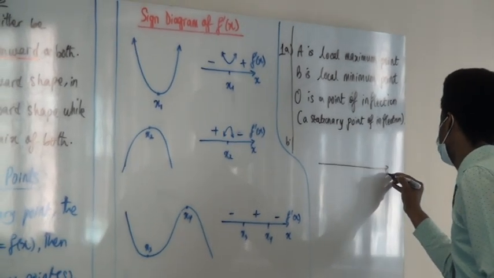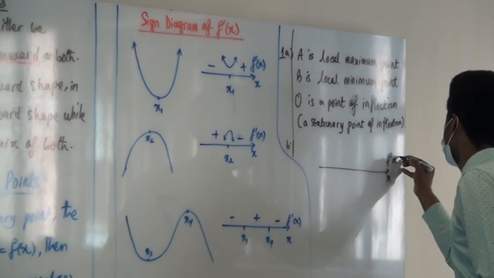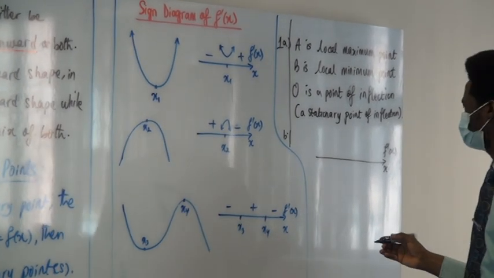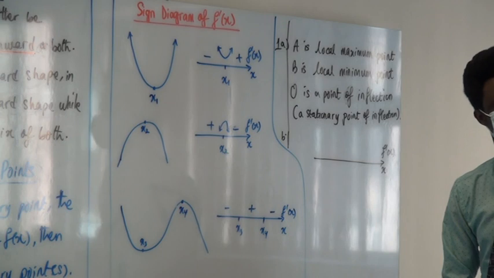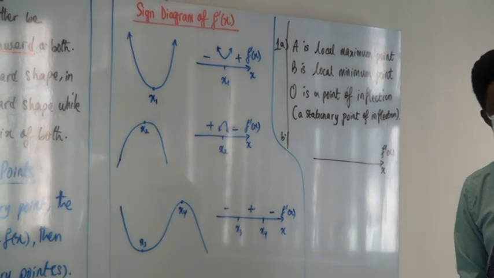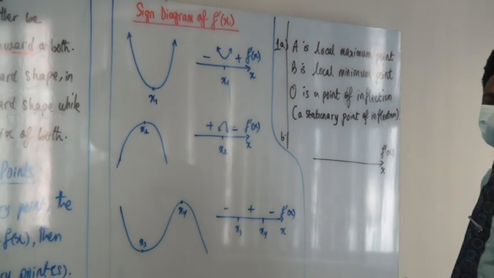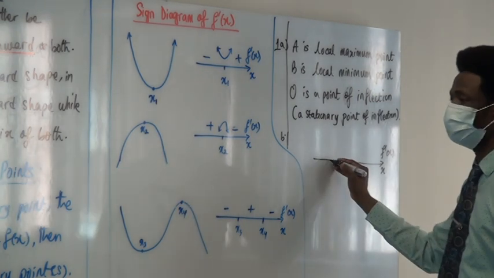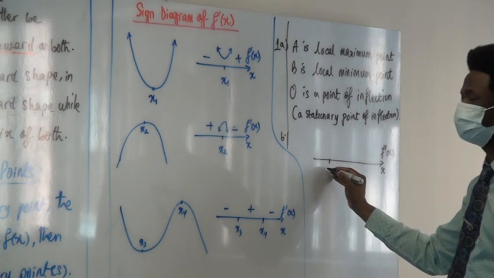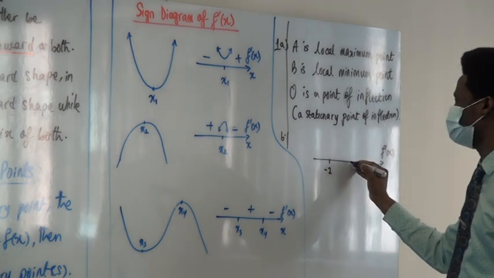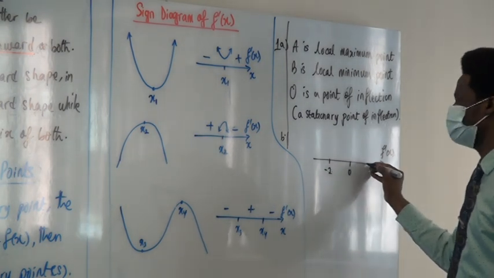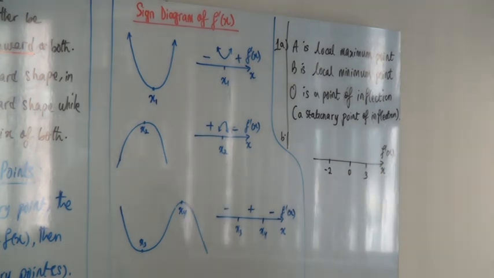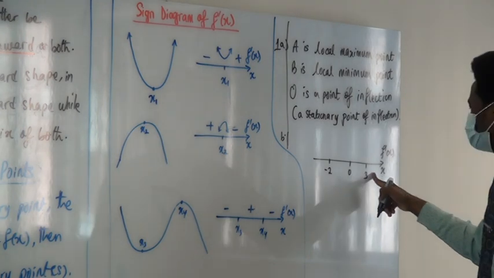Everyone, attention please. Sign diagram for the gradient function. So to draw the sign diagram of the gradient function, you identify your turning points. How many turning points can we see? 3. Okay. One is at x equals -2. One is at x equals 0. And one is at x equals 3. That's it.